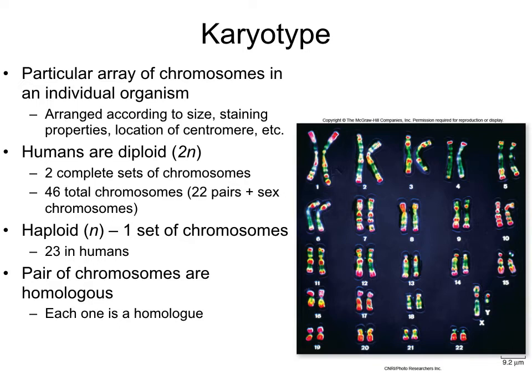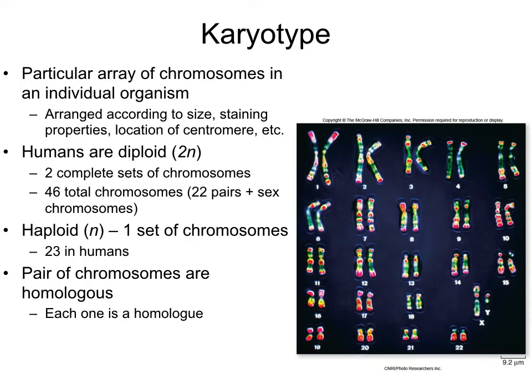Humans, we spend most of our life as diploid. We have two sets of chromosomes, 46, 23 pairs, or really 22 pairs and sex chromosomes. If you're a female, you'll have a pair of X chromosomes, but if you're male, you'll have one X and one Y. Part of our life cycle is spent as haploid organisms. For us, that's a very small part, just as a sperm or an egg.